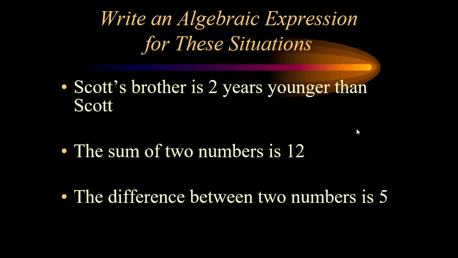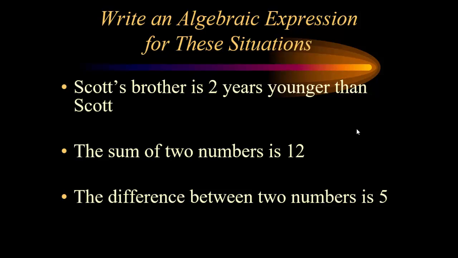So what I would like you to do now is to write an algebraic expression. So you're going to write the math version of the written version. So Scott's brother is 2 years younger than Scott. Maybe you saw the example, maybe you didn't. The sum of two numbers is 12. The difference between two numbers is 5.